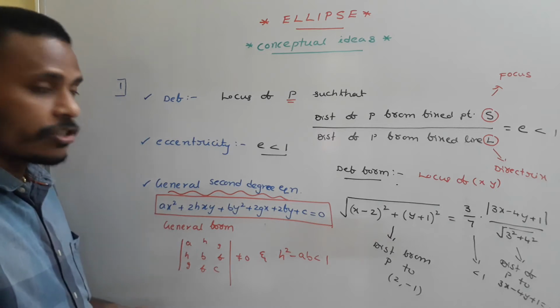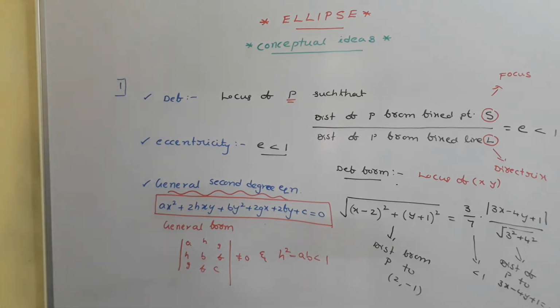This determinant value is not equal to 0, and h square minus ab is less than 1, with these two restrictions. What are those two restrictions? Just have a look once again. Determinant of abc hgf is not equal to 0, as well as h square minus ab less than 1. With this restriction, the general second degree equation ax square plus 2hxy plus by square plus 2gx plus 2fy plus c equals 0 represents an ellipse.